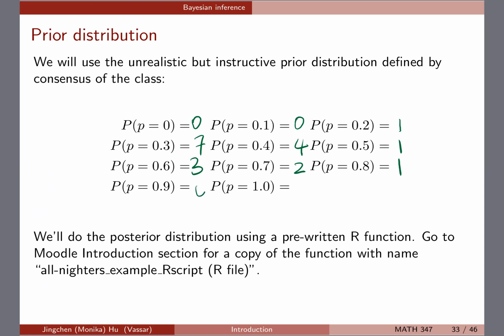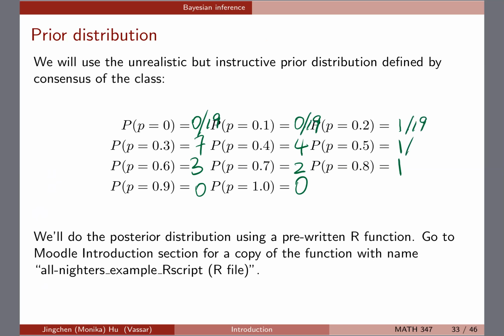And 1. Let me make sure that is 19. Yeah, it's 19. So what I just wrote down is the counts, right? And then we divide it by 19 to get the probability, right?